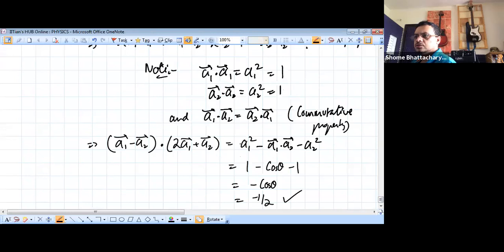Oh, sorry, this is 2E1 square, my mistake. So this will be a different answer. So 2 minus, that is 1 minus cos theta, was half. So this should be half. This should be your final answer.